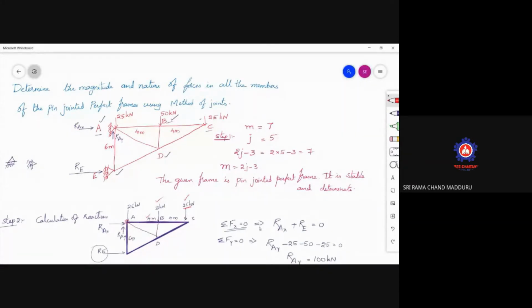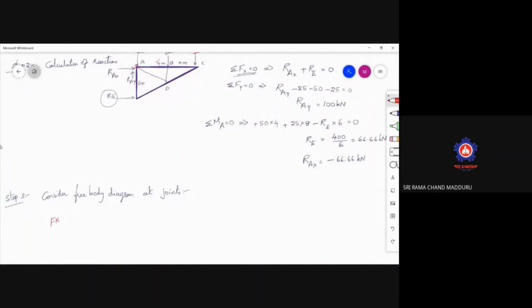If I go with B, how many member forces are meeting at B? BA is there, BC is there, BD is there. Three member forces are there. The unknown forces should be equal to 2 or less than 2. Whereas coming to C, how many member forces are there? BC is there, CD is there. Only 2 member forces are there. Yes, now I can start my problem by considering C as the first joint where I can draw the free body diagram.